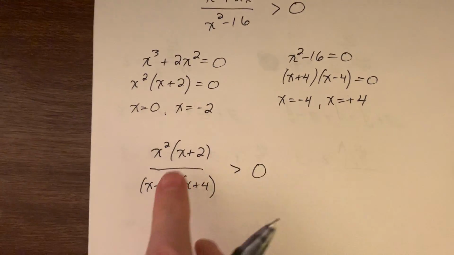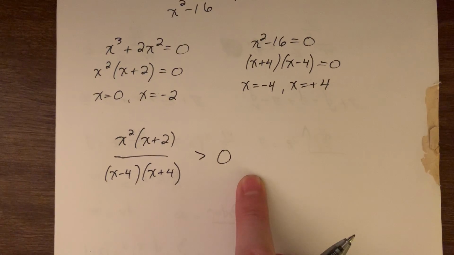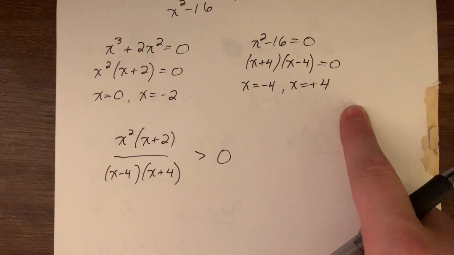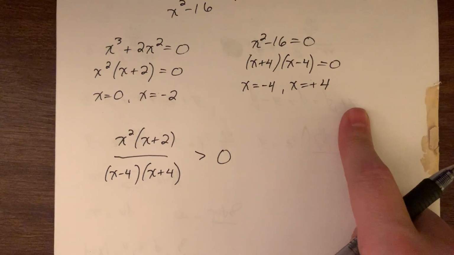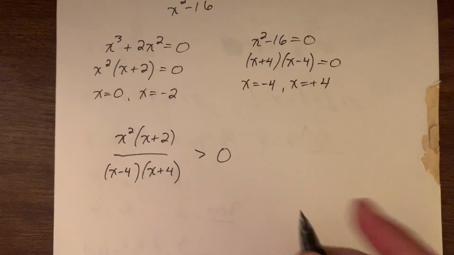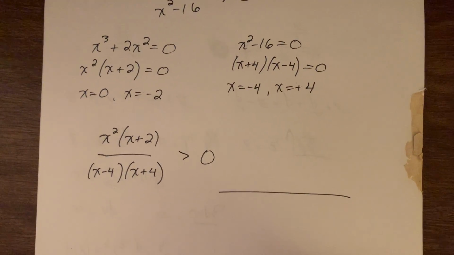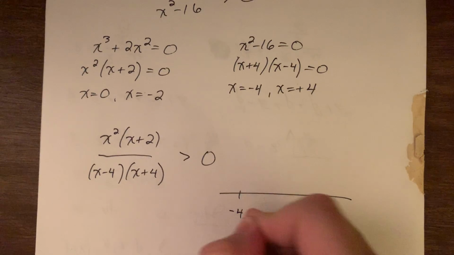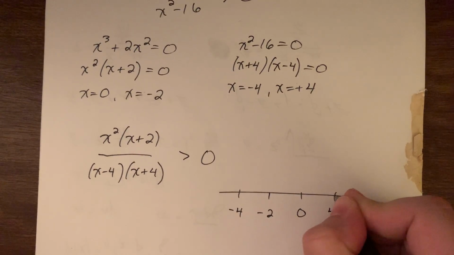But we still care about where it is greater than 0. We're going to set up our test intervals. Now I have 4 x values that I have to use to set up my intervals, and I'm still going to test each one and look where we get the positive signs. So, putting these in order, -4 would be the most left, then -2, then 0, then 4.